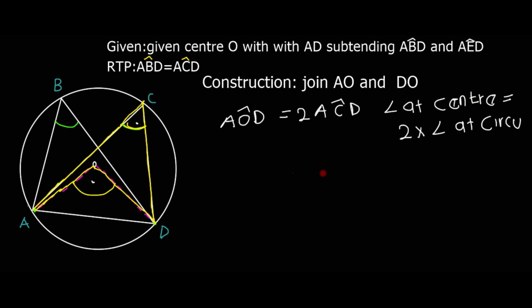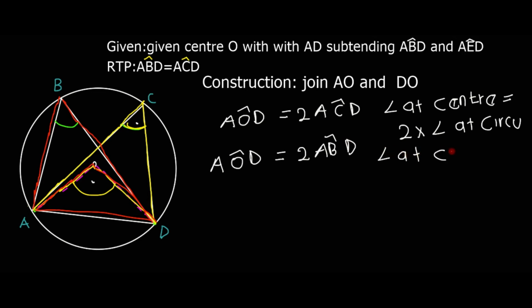And now we do the same thing. You can see that this same chord subtends this angle at the center, and again that same chord subtends this angle at the circumference. So it means angle AOD is equal to 2 angle ABD. Same reason: angle at center is equal to 2 times angle at circumference.